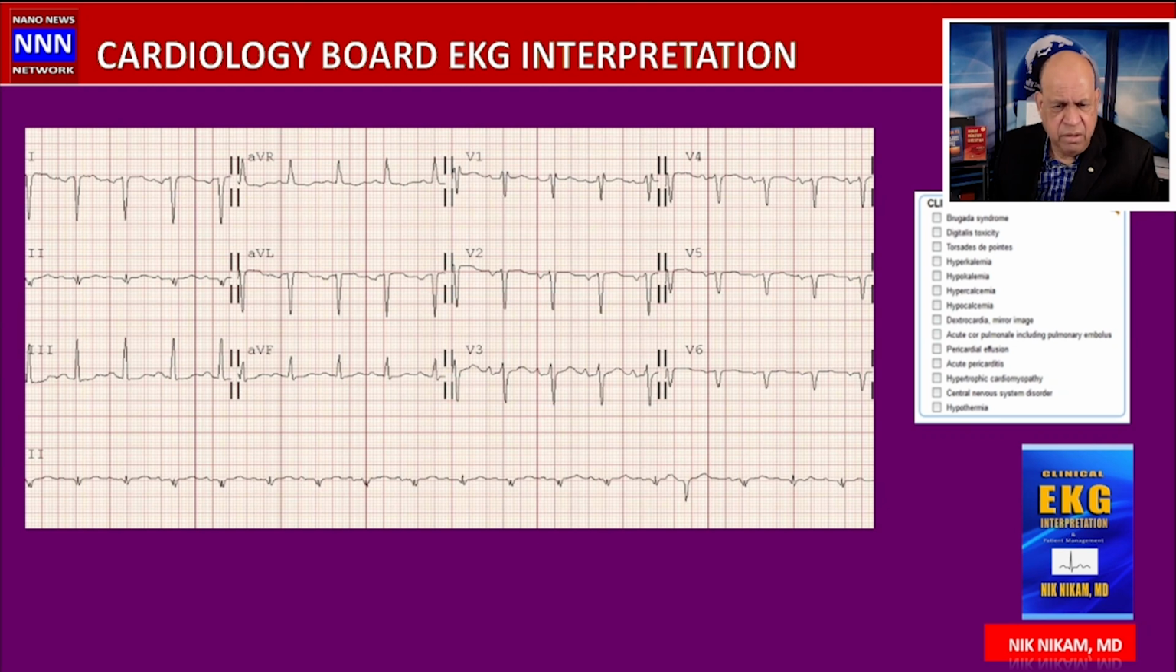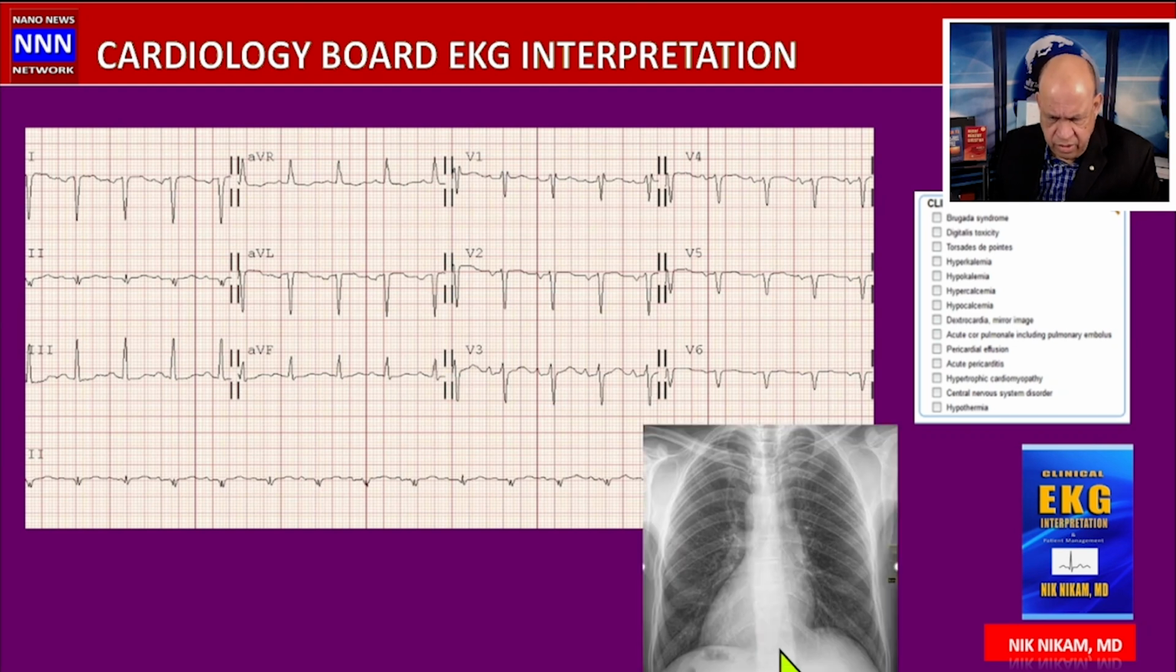Well, if you look at the chest x-ray, well, maybe they put the chest x-ray wrong. The heart is on the right side of the chest. Well, maybe the EKG is the same thing. Maybe it's wrong. It's on the right side. No, actually, this is a case of dextrocardia. So everything is going to be on the right side.